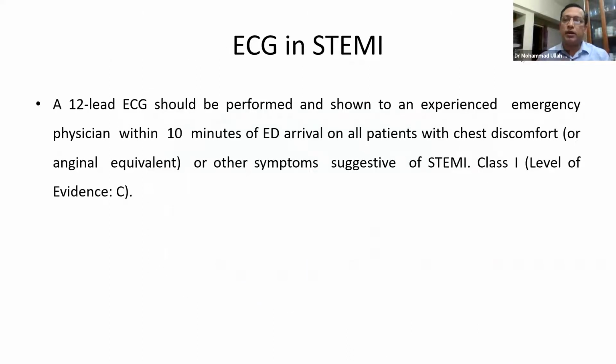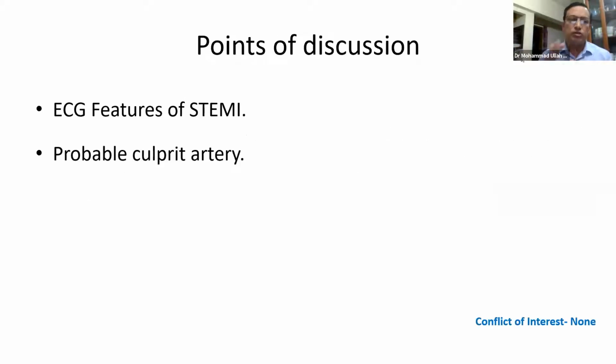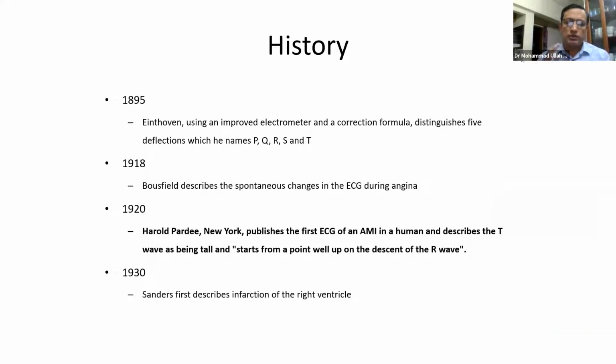Every guideline, ACC and ESC, recommends that an ECG should be done in each and every patient once the patient comes to the hospital. It should be done within 10 minutes of arrival at the emergency department, and repeated if the patient develops symptoms or a diagnosis is made. In this discussion, we'll concentrate on two important things: the ECG features of ST elevation MI and how we can detect the probable culprit artery. The ECG features of ST elevation MI were first described by Harold Pardee in New York in 1920.